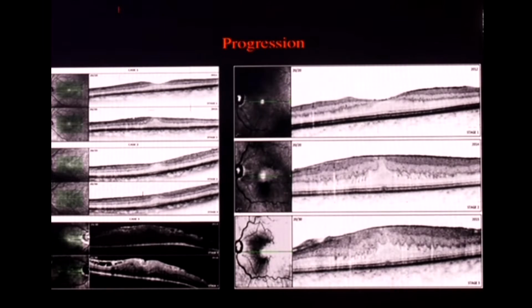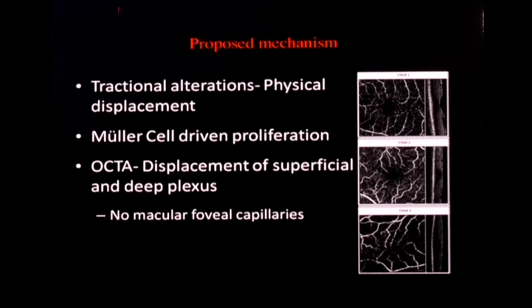Now, approximately 15% of membranes in their study over about 2 years progressed from stage 1 to stage 2, stage 2 to stage 3, and stage 4. The mechanism that the authors propose is that tractional alterations bring together these layers, and there is physical displacement of these layers, which you can appreciate on the OCTA by seeing the absence of the foveolar vascular zone, and the capillaries that surround the foveolar vascular zone have been brought to the center. They have also proposed something called a Muller cell-driven proliferation of retinal elements that causes these layers to build up in that area. Very doubtful though.